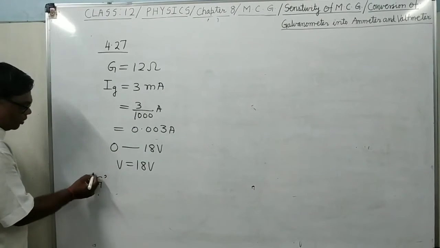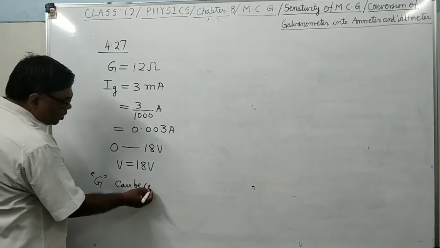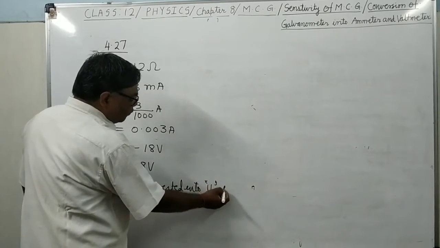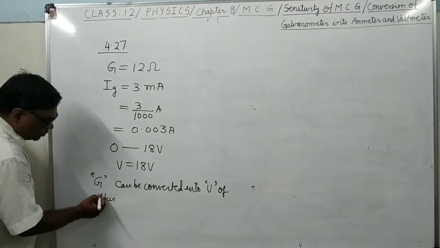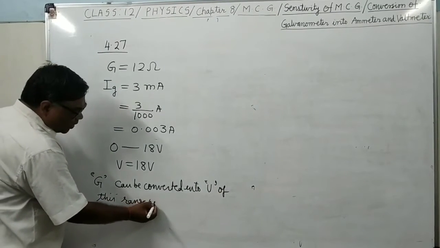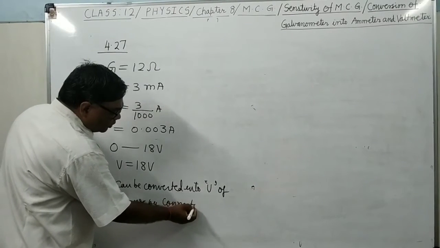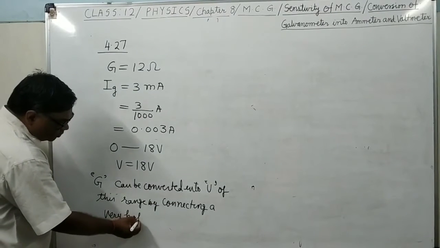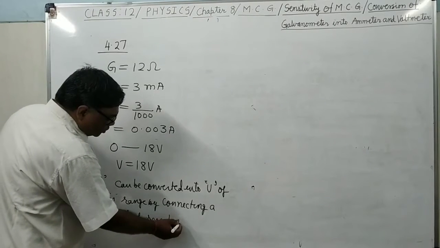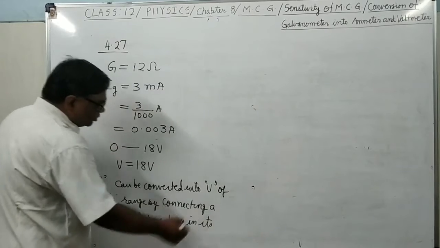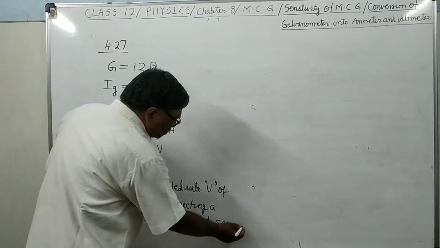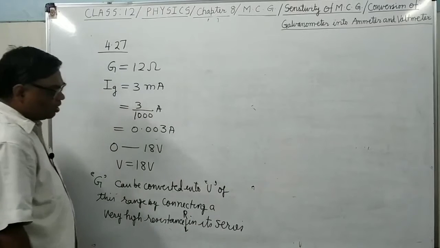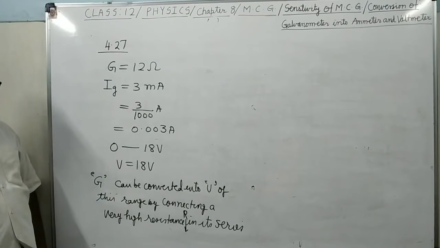How will you convert? A galvanometer can be converted into a voltmeter of this range by connecting a very high resistance in its series, by connecting a very high resistance R in its series. You must mention it is R.